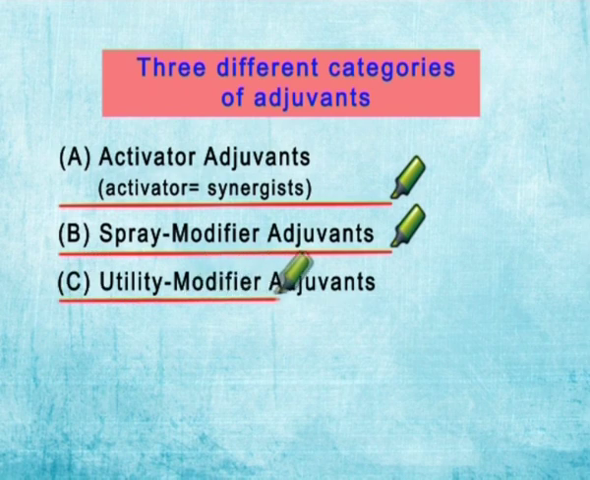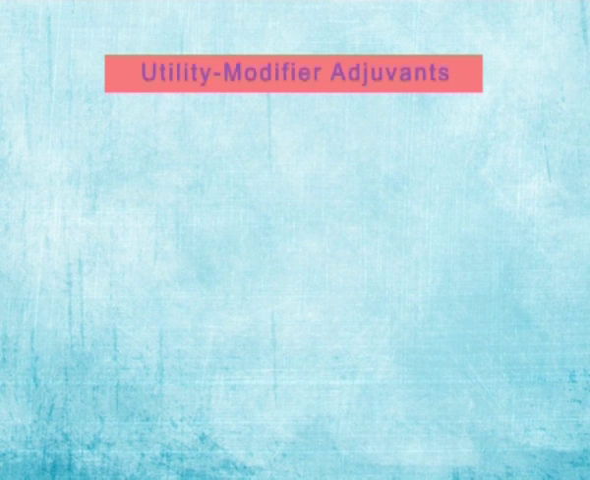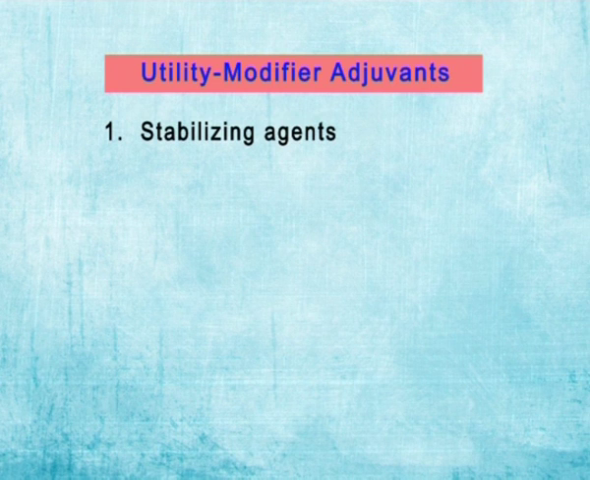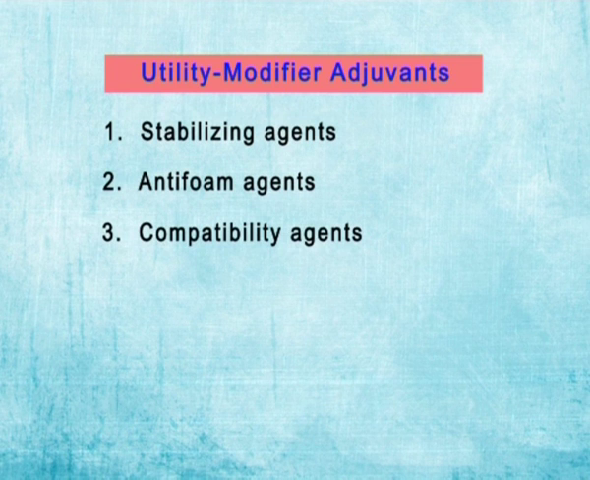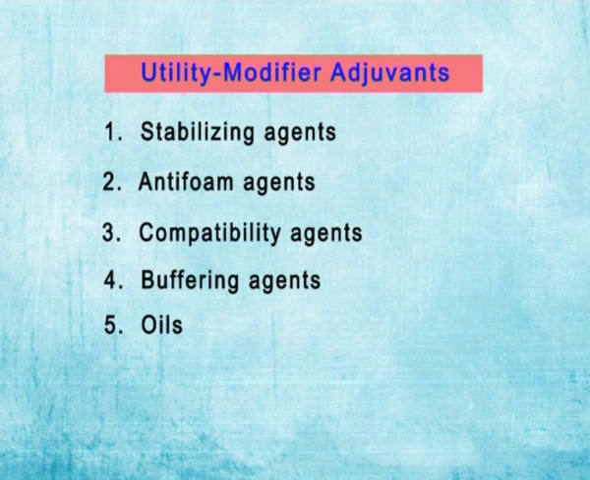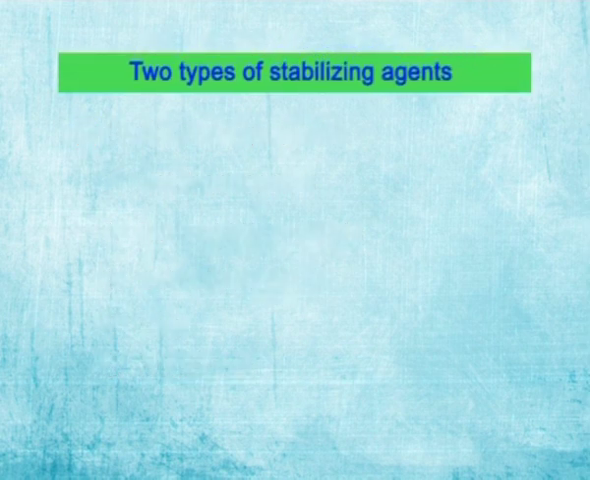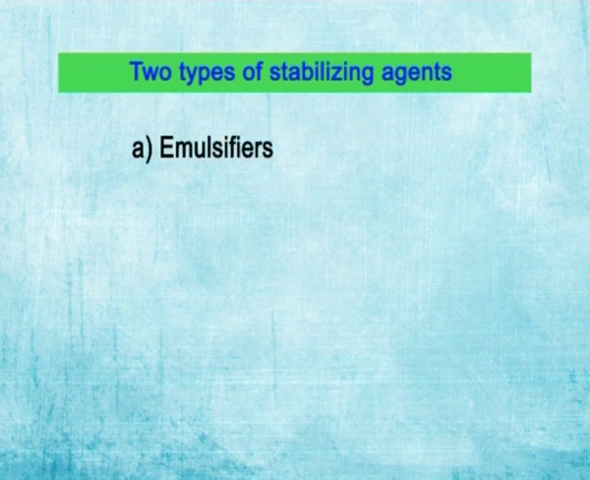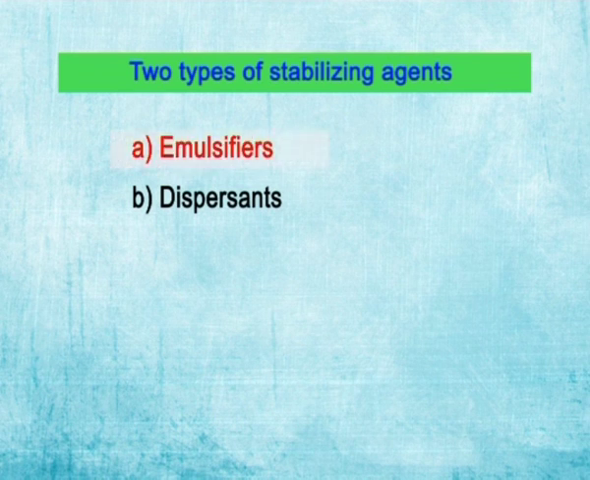C. Utility modifier adjuvants. Utility modifier adjuvants include: 1. Stabilizing agents, 2. Anti-foam agents, 3. Compatibility agents, 4. Buffering agents, 5. Oils, 6. Humectants. Number 1. Stabilizing agents. Stabilizing agents are of two types: A. Emulsifiers, B. Dispersants. A.